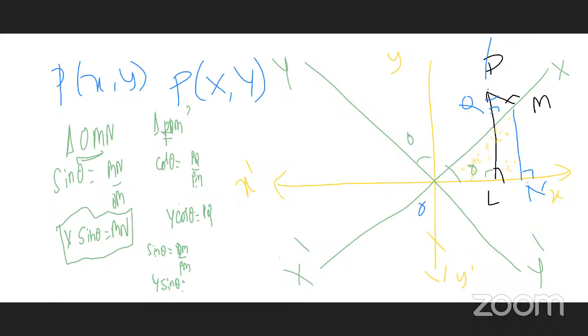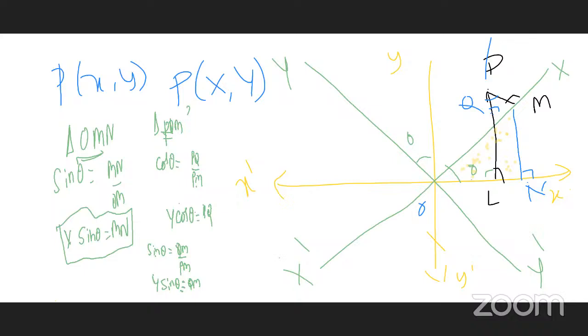What is the value of PM? The value of PM is capital Y. So capital Y sin theta is equal to QM. So we got the four equations.